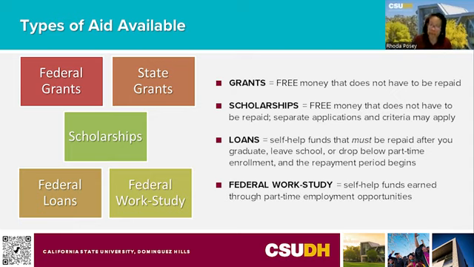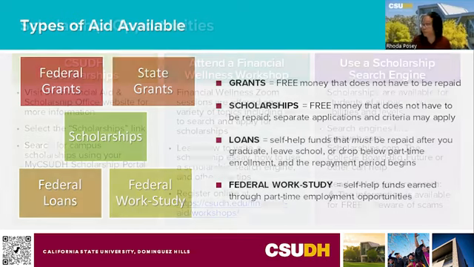Loans are considered self-help, so they are also a form of financial aid and a resource. But once you either graduate, leave school, or drop below half-time enrollment, you're subject to repayment beginning after your grace period ends. And then lastly, there's federal work study, another form of self-help, another funding opportunity, and you just earn that money through part-time employment.